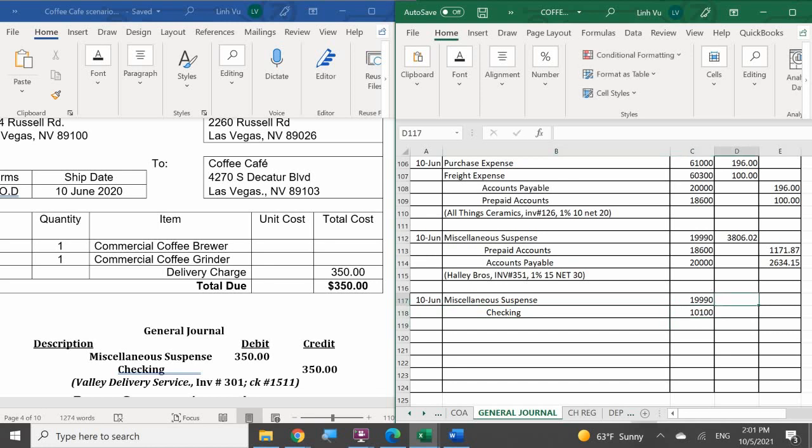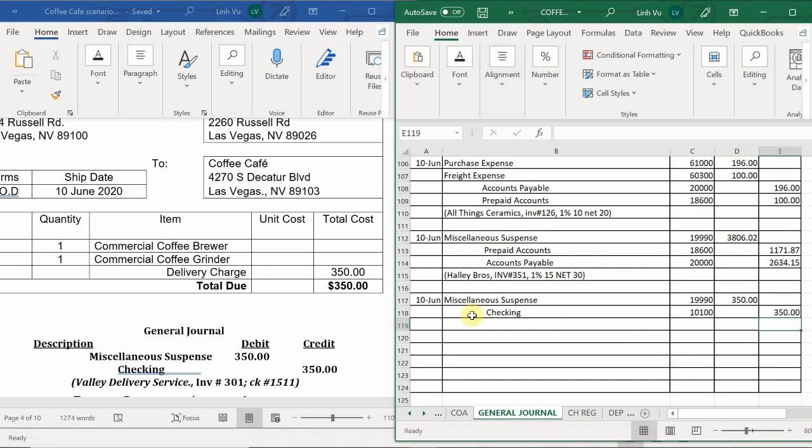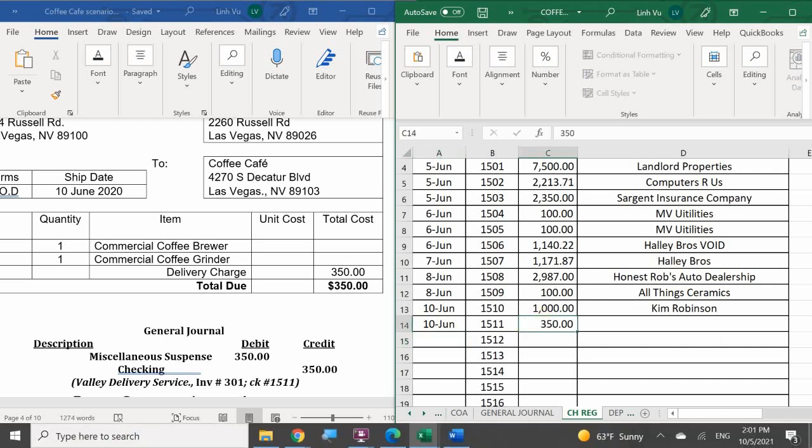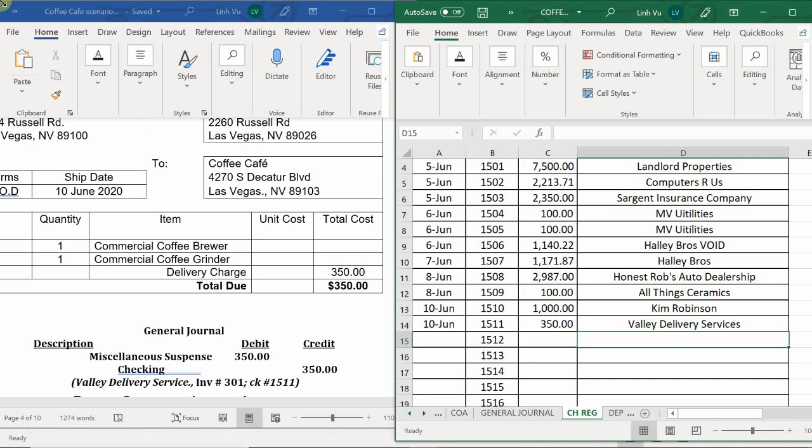Okay, for how much? For $350. So, right, we need to go to our check register because we wrote out another check for the 10th of June, for $350 to Valley Delivery Service. So we wrote check number 1511.